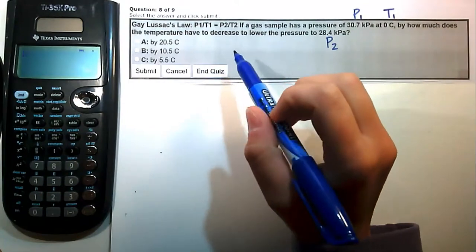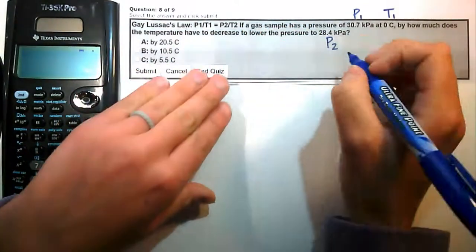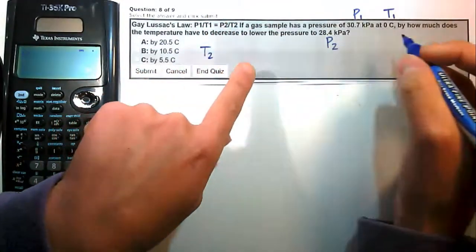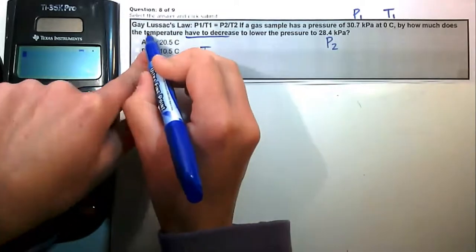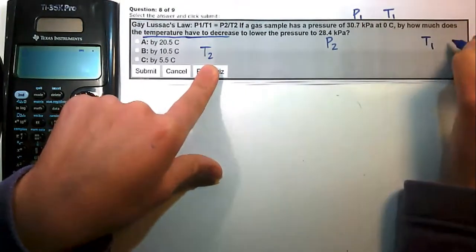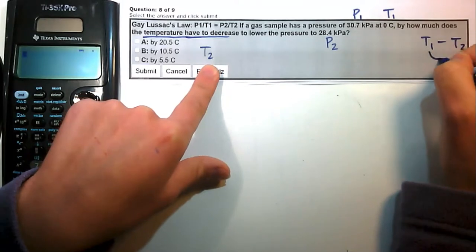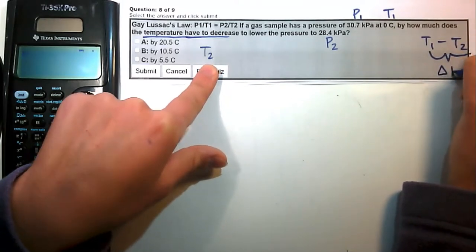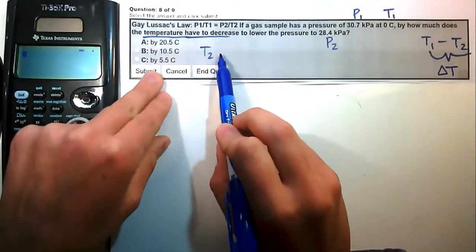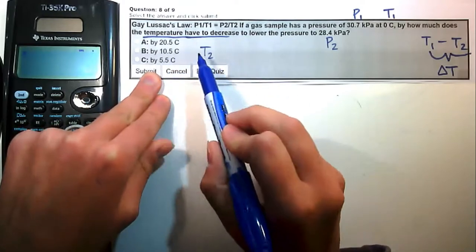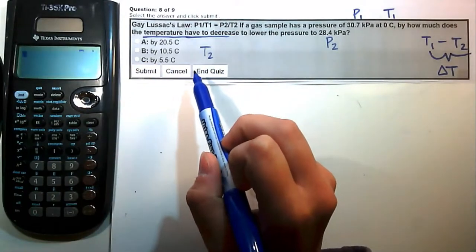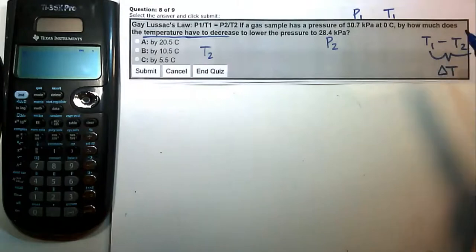So the problem isn't actually asking us to find T2 directly. It's asking us to find T2 and then to find the change in temperature. By how much does the temperature have to decrease? So what is the difference, basically, between T1 and T2? That is what this problem is asking us to find. So we are going to have to start by solving for T2, but then our answer isn't going to be T2. That's not going to be an answer choice. The answer is actually going to be the difference between T1 and T2.